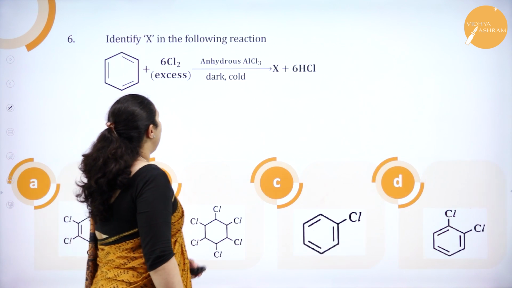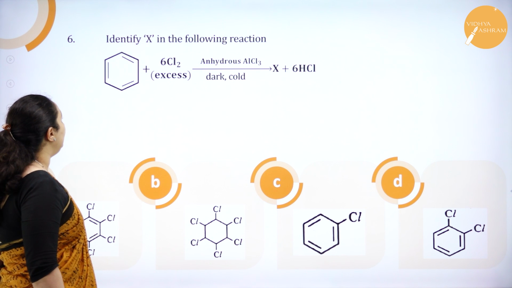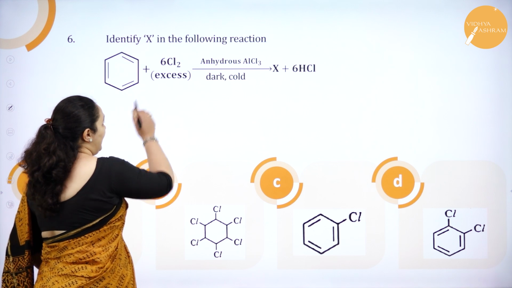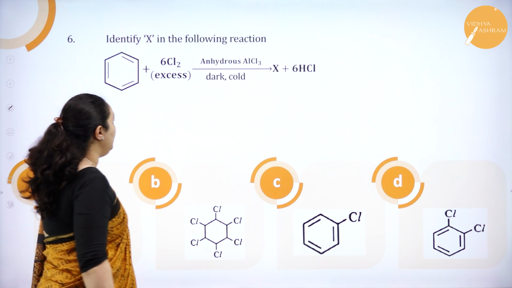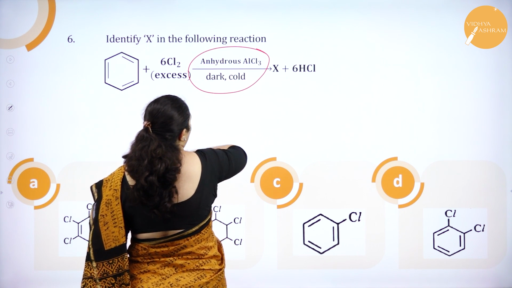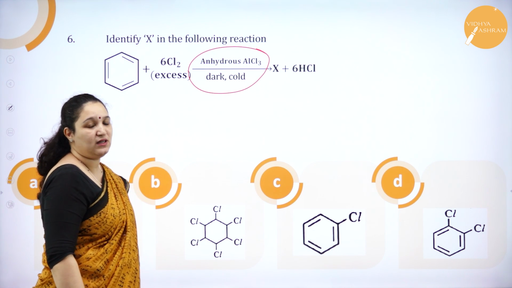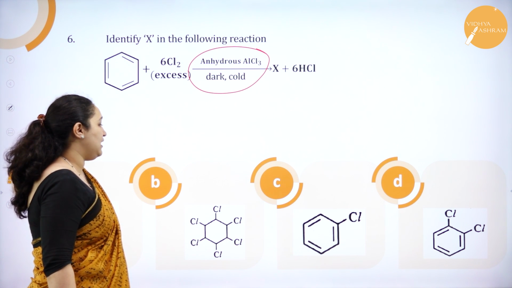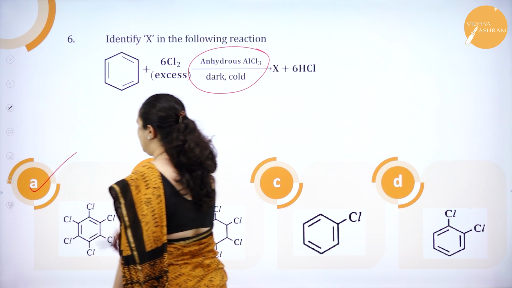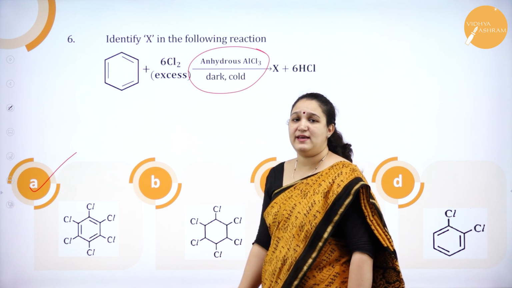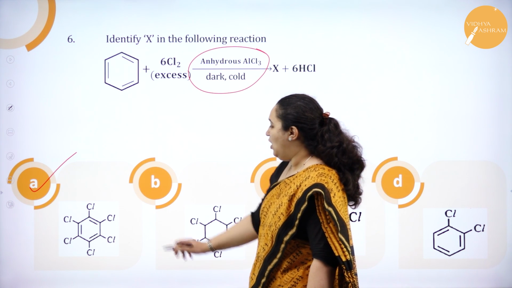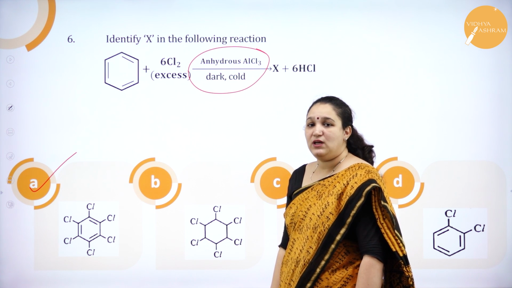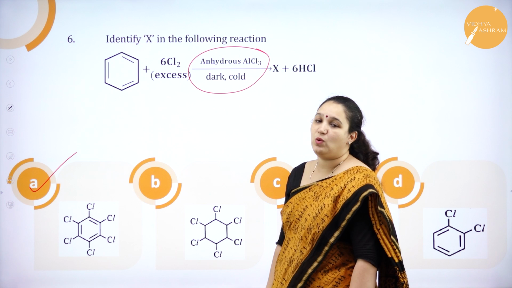Next question, question number 6. Identify X in the following reaction. We have benzene reacting with excess of chlorine in the presence of anhydrous aluminum chloride, in the dark, and the condition is cold. So what is X? It releases 6HCl. So the answer here is option A. This is the exact hint which they are giving us. All the hydrogen atoms are going to get substituted with chlorine atoms to give hexachlorobenzene.